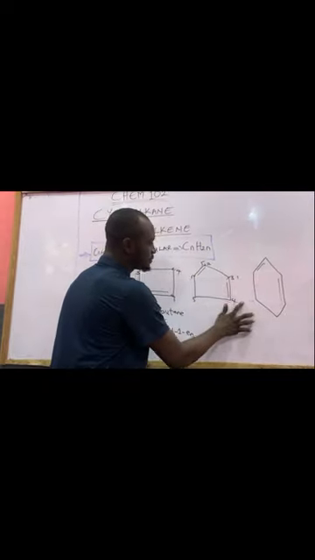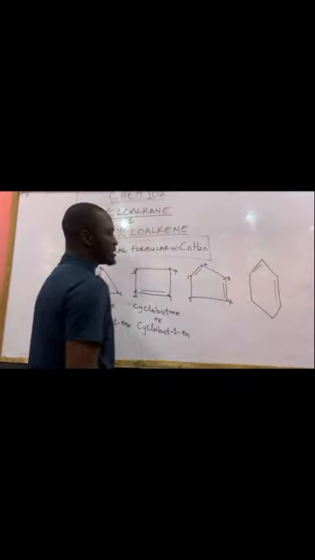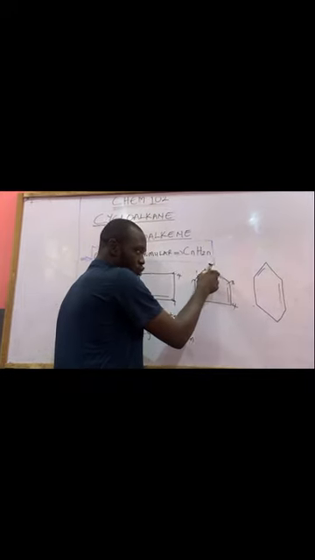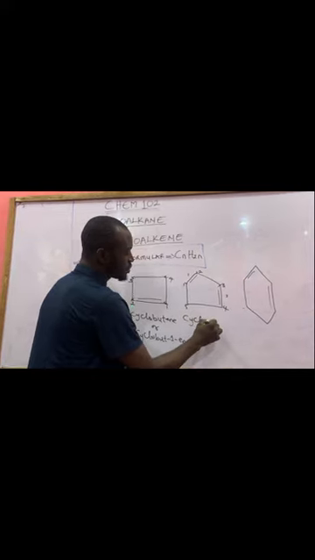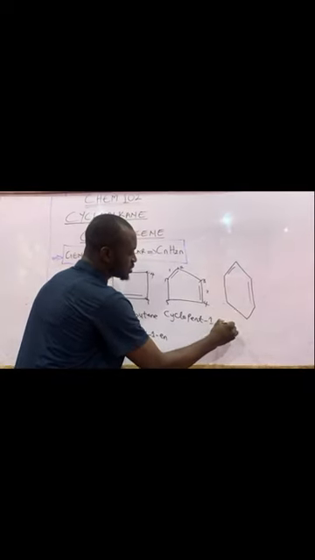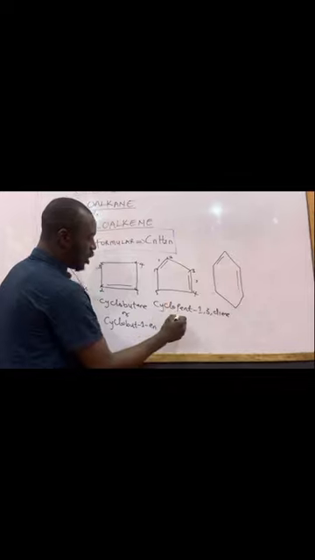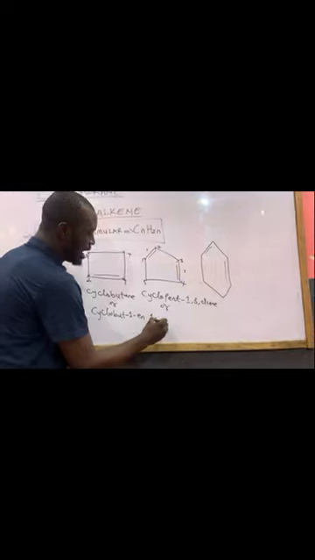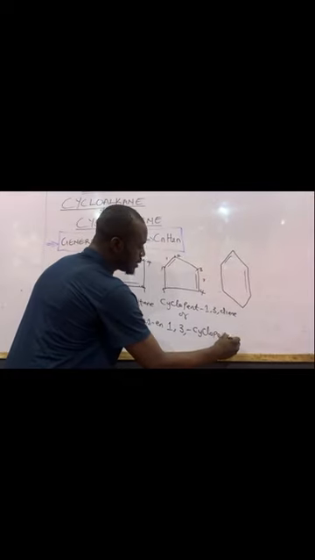So here we're having 1, 2, 3, 4. So how do we name this now? From the first one, here you have 1, here is 2, and here is 3. So here you will be having cyclopenta-1,3-diene, because it is two double bonds.